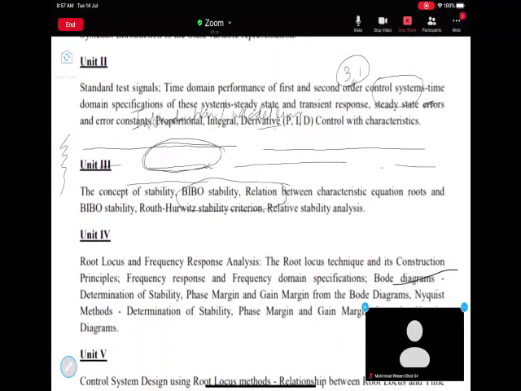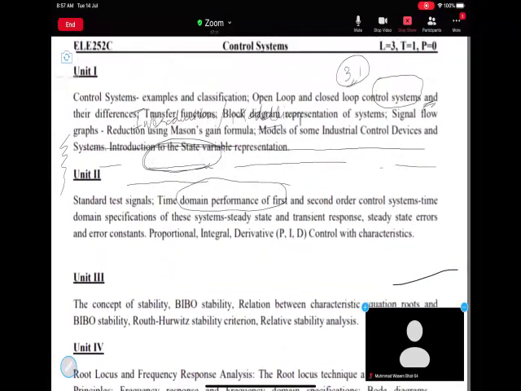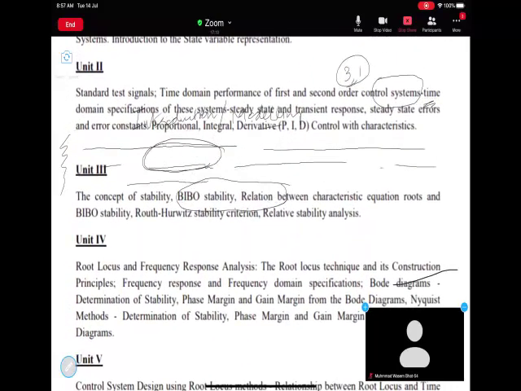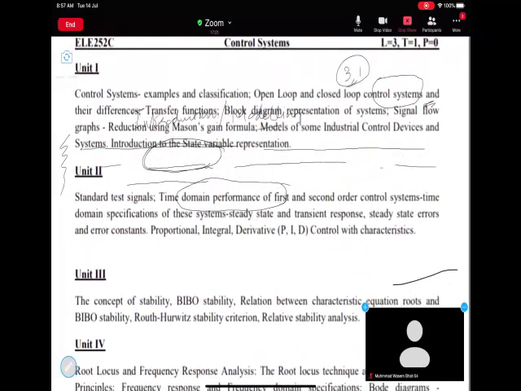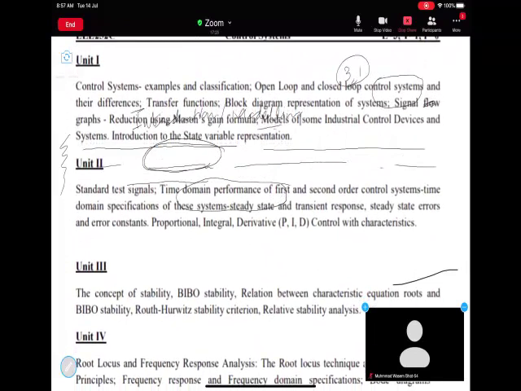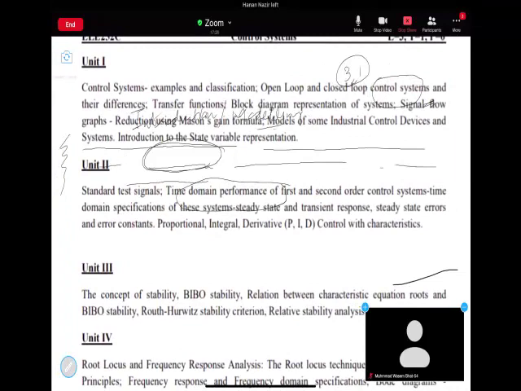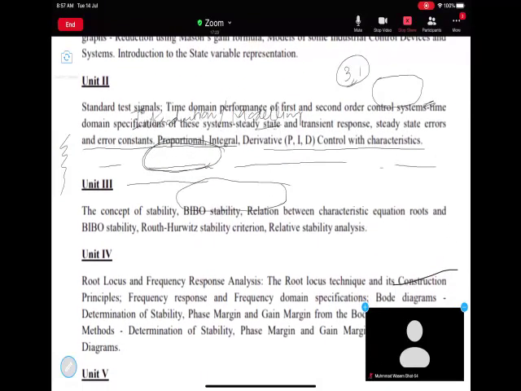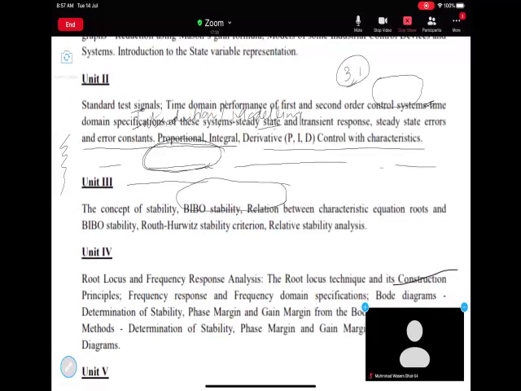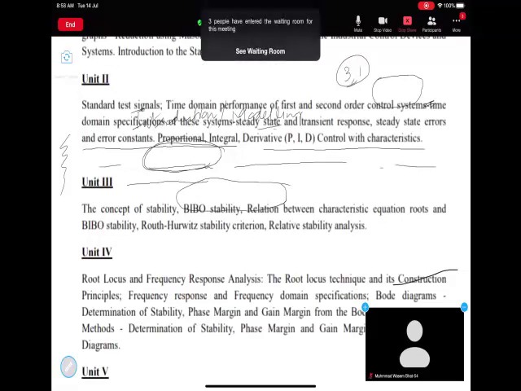In the second unit, we're talking about test signals, time domain performance of first and second order control systems, and so on and so forth. And then we talk about standard proportional integral derivative control system characteristics. The third unit is about stability. Stability is a very important thing that we study in control systems. It's very basic to control system design. We talk about the concept of stability, and how stability is related to the roots of the characteristic equation, and then we talk about some methods to actually check stability of systems.